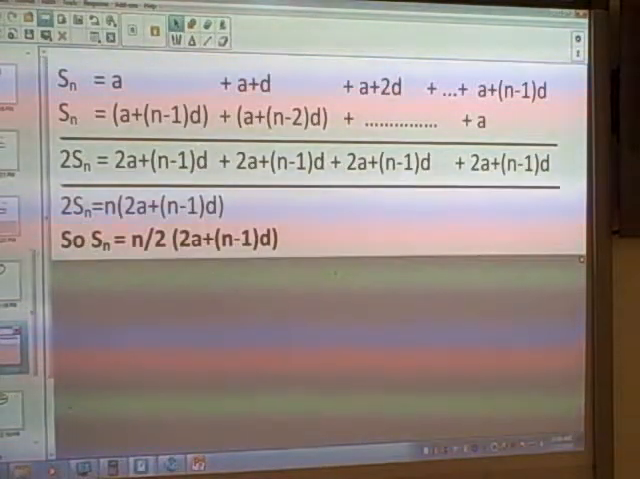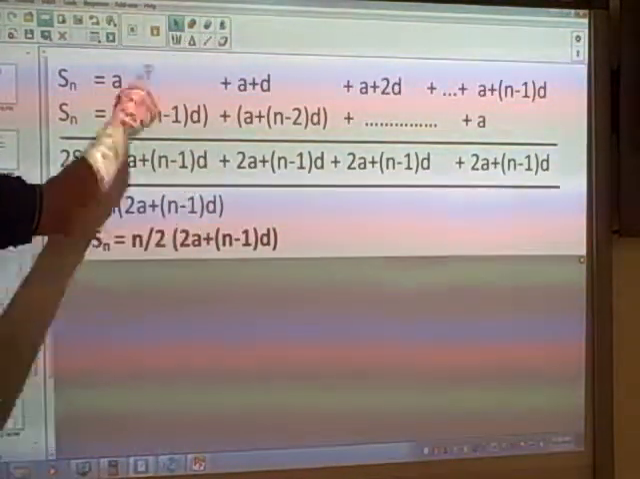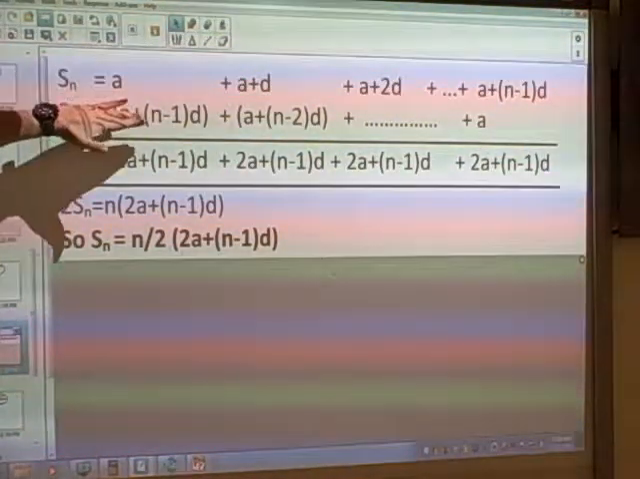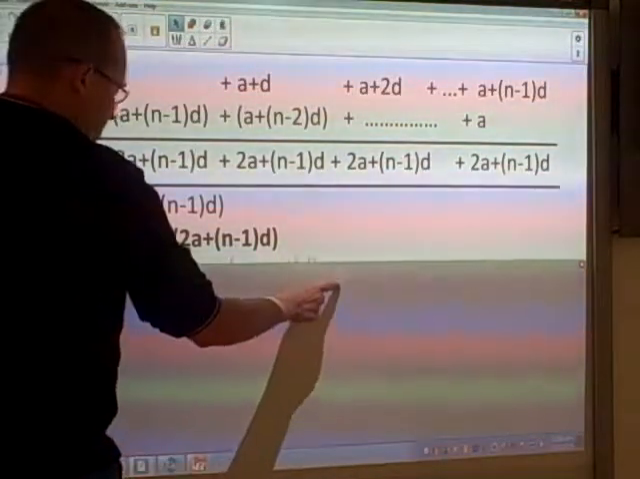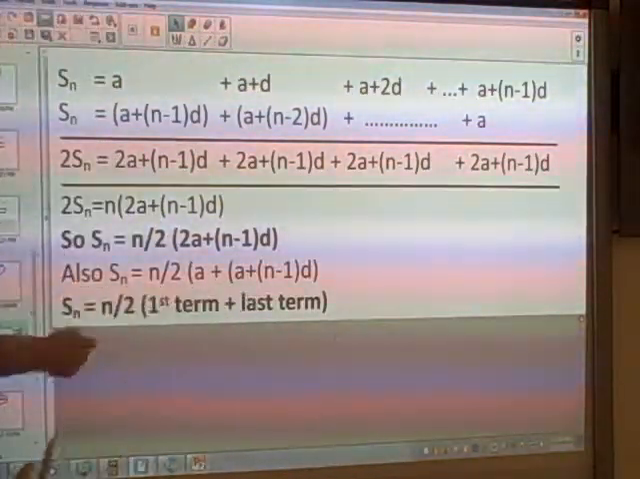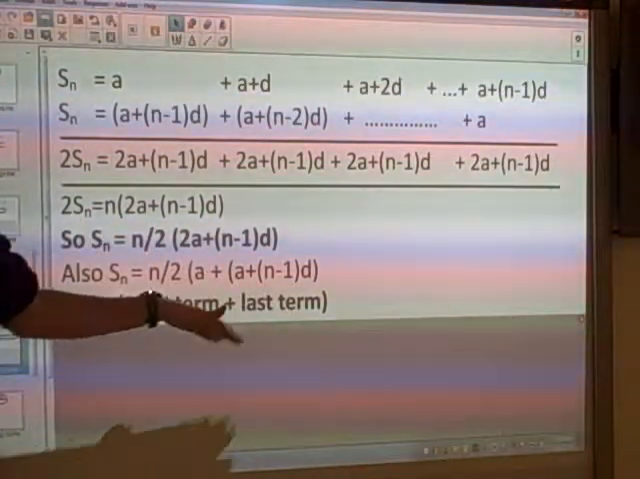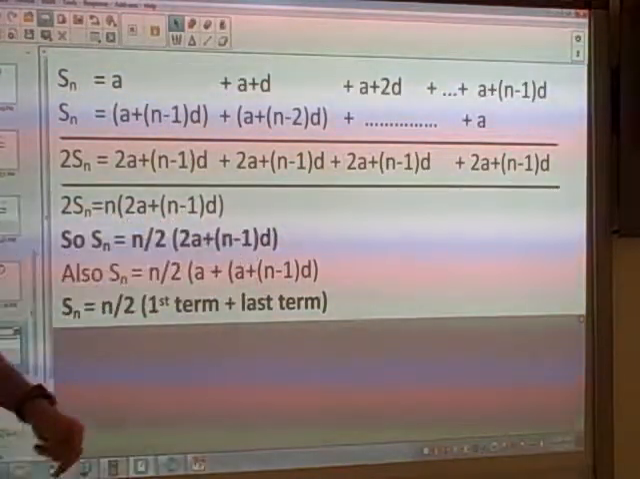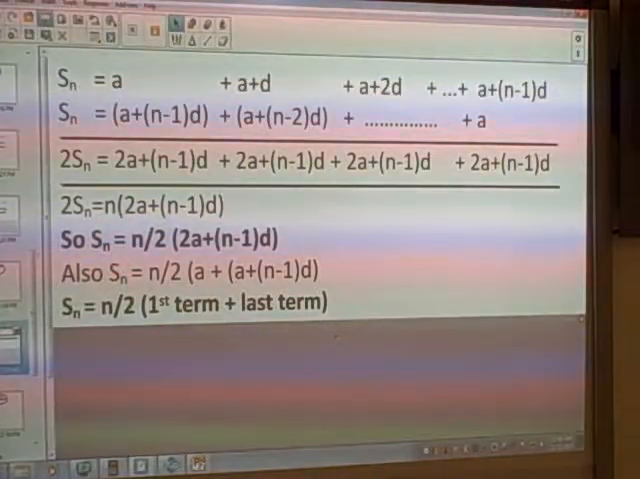Now there's another way we can rewrite this formula as well. The 2a plus n minus 1 d, notice we got by adding this term and this term together. So as this is the first term and this is the last term, we could also say S of n equals n over 2, first term plus last term. So you've got a choice of two formulas. If you know the last term, that's obviously a much simpler formula to use. If you don't, and perhaps you know the difference and the number of terms, then that would be the one to go with.